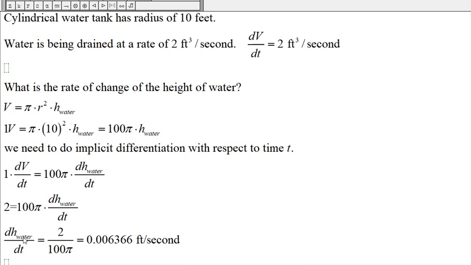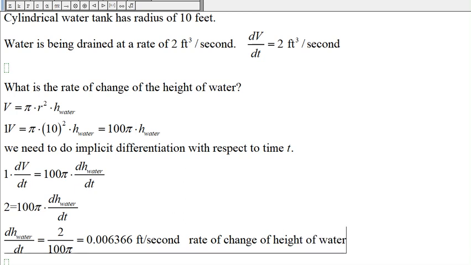And so we get the rate of change of the height of the water. It'd be 2 divided by 100 pi. And on the calculator, if we divide it, we get 0.006366. And the unit would be feet per second. So this is the rate of change of the height of the water. This is how fast the height of the water is changing.